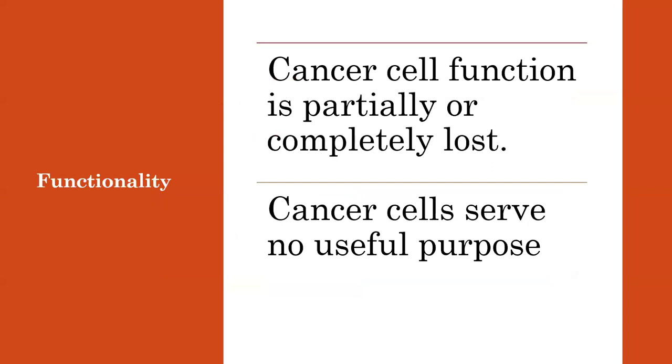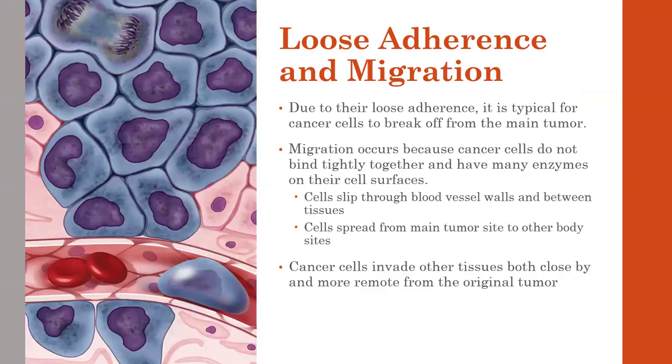Functionality: the cancer cells serve no purpose. The only thing cancer cells do is reproduce and grow for themselves. They do absolutely nothing for the body. Loose adherence: they like to break off and get into the bloodstream or the lymph nodes to be able to travel.